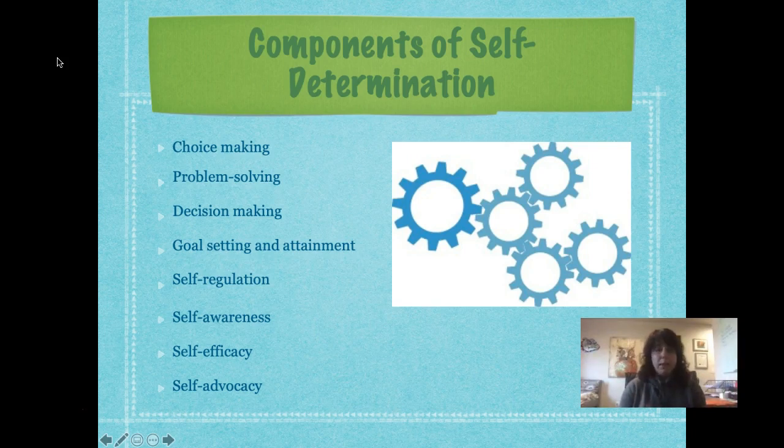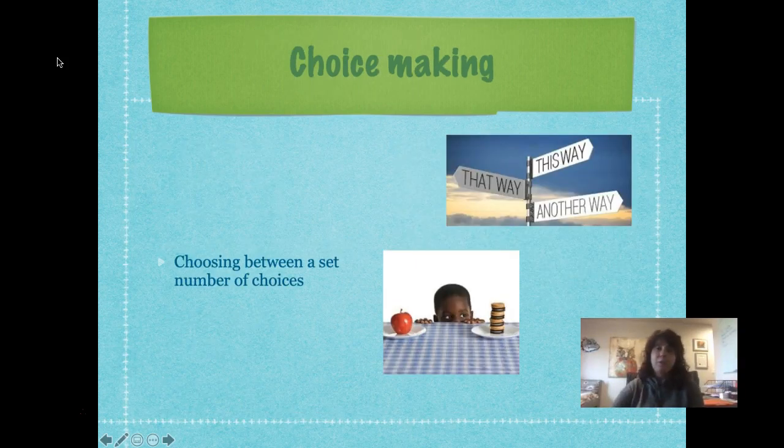The pieces that go into that are choice making, problem solving, decision making, goal setting and attainment, self-regulation, self-awareness, self-efficacy, and self-advocacy. So you can see how there might be some confusion because a lot of these terms can be used incorrectly or interchanged. A lot of times people think that self-advocacy and self-determination are the same thing. They're different, but they're similar.